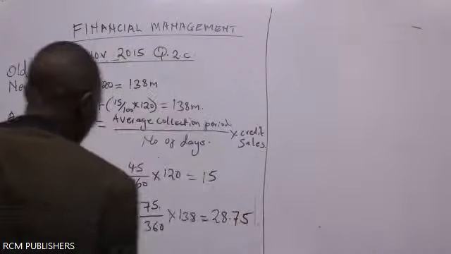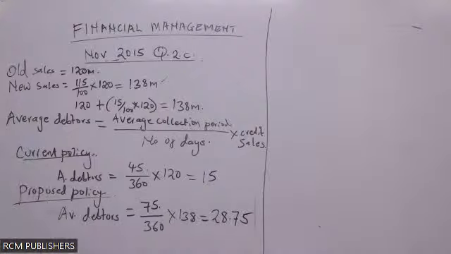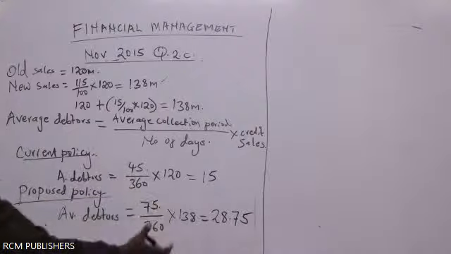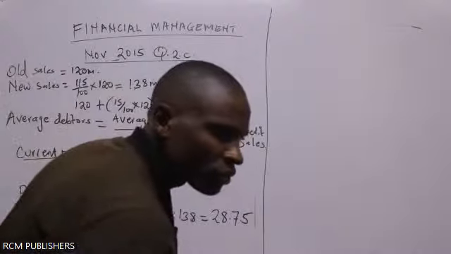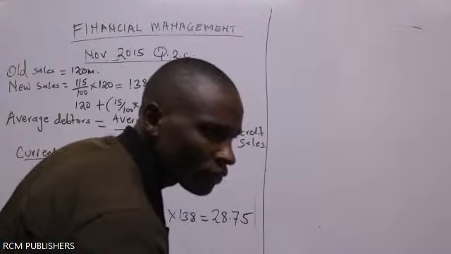75. No problem. Then we have now to determine the opportunity cost. Between the two, which one do we leave and which do we take? What is our opportunity cost? For the current policy, let's see.